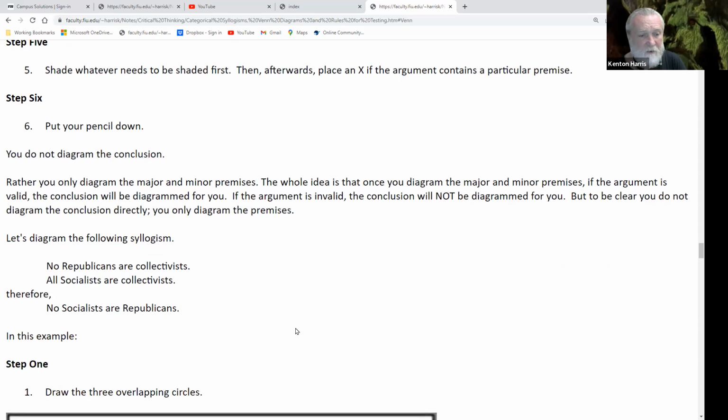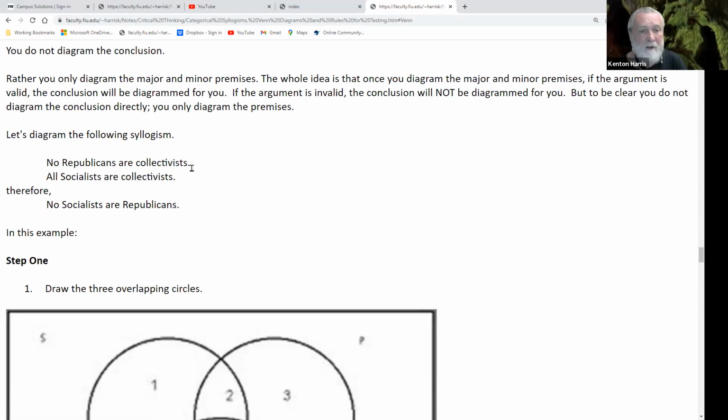All right, so let's do this one. No Republicans are collectivists. Some socialists are collectivists. No socialists are Republicans, okay? What's the mood of this? I'm not asking that here, but I'm going to just ask you because there you are. Well, the mood would be EAE. What's the figure of this? Well, double check. Is the major term on top, in the major premise? Yes, it is. Collectivist is up here. So this would be second figure. So if you want to know, this is EAE second figure.